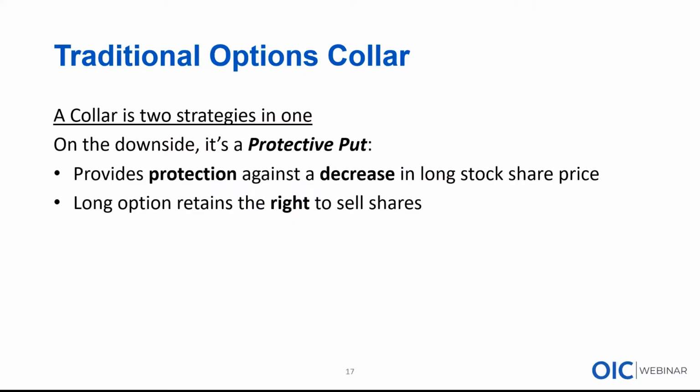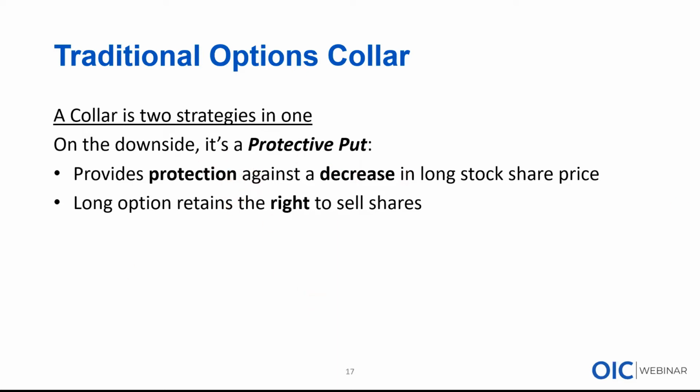The traditional collar is 3 pieces. It's straightforward. It's 2 strategies in one. It's merging the 2 strategies that I just went through. On the downside, it's a protective put, buying a put option to protect against long shares of stock. As I said earlier, buying puts can be quite expensive.